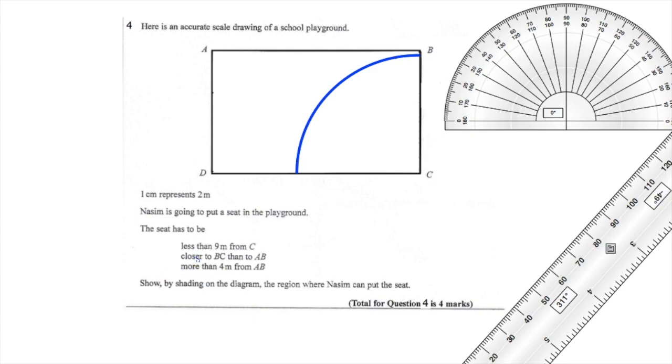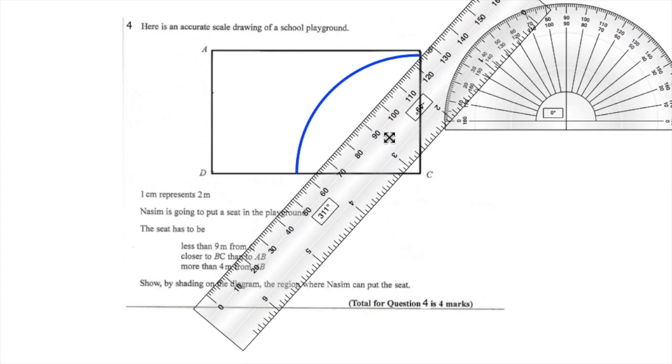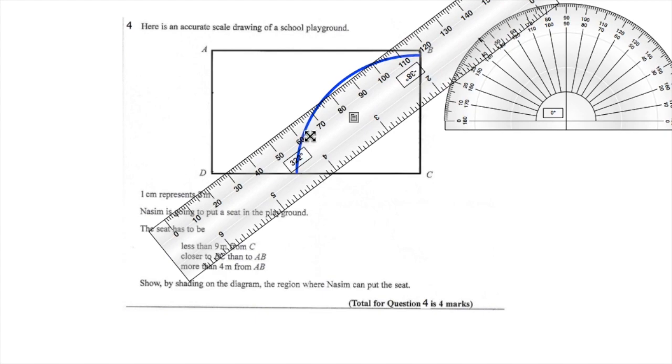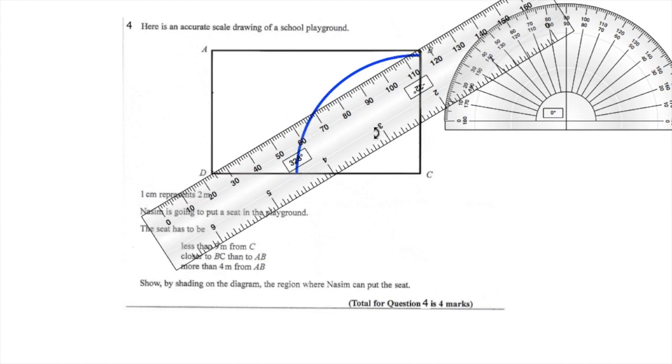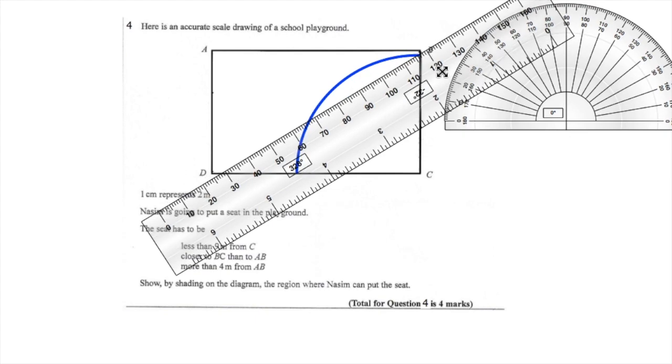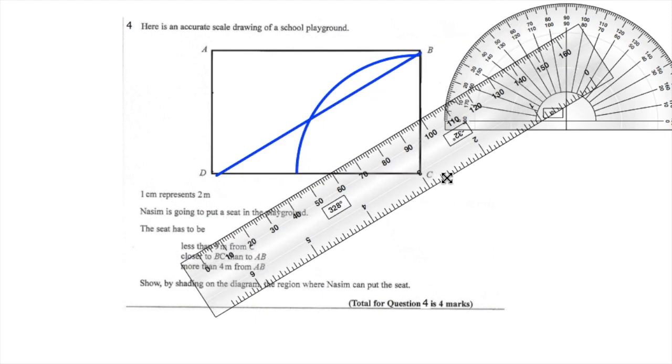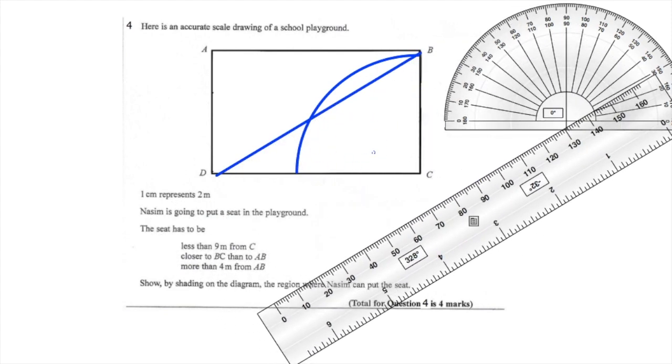Then we also need a line closer to BC than AB, and that needs a diagonal line bisecting the rectangle from B to D. So go ahead and take your ruler and draw in a straight line from B to D. And again, I can't get that completely accurate, but it should go through both angles exactly and cut them in half. So anywhere in this triangle we will be closer to BC than AD.